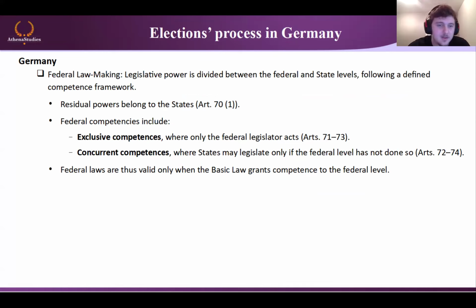It's kind of, I mean, you will see, I guess, with the EU course, but it's kind of taking an EU principle here, but it's not that important. It's just very nice to know that there are some implementations. Federal laws are thus valid only when the Basic Law grants competence to the federal level. So here, important, you could have a legal opinion that asks you a question, and then this comes into play. So who can legislate? That's a very important question as well. So important to know this.